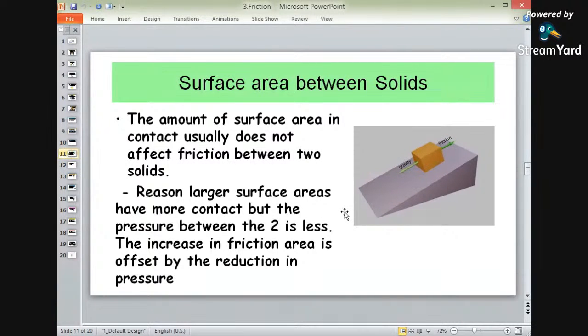Again, here the object is moving downwards. There is a sloping side in which the object is moving with the help of its own gravity, moving downwards. Therefore the frictional force will be in the opposite direction. There is an inclined plane. The amount of surface area in contact usually does not affect the friction between two solids. Larger surface areas have more contact, but the pressure between the two is lesser, so the increase in friction from area is offset by the reduction in pressure. So here is a simple example, an inclined plane with a block which, due to gravity, will move downwards, but there will be friction in the upward direction, in the opposite direction.